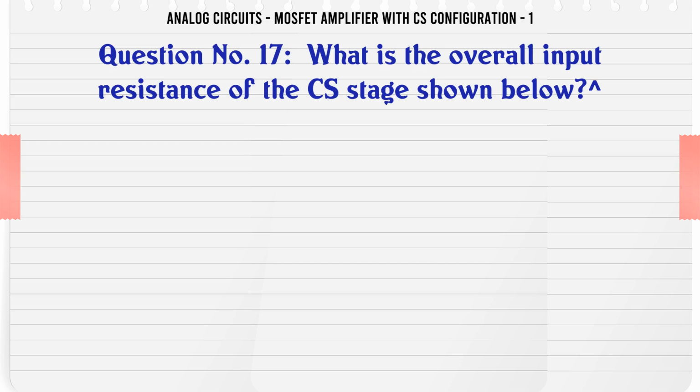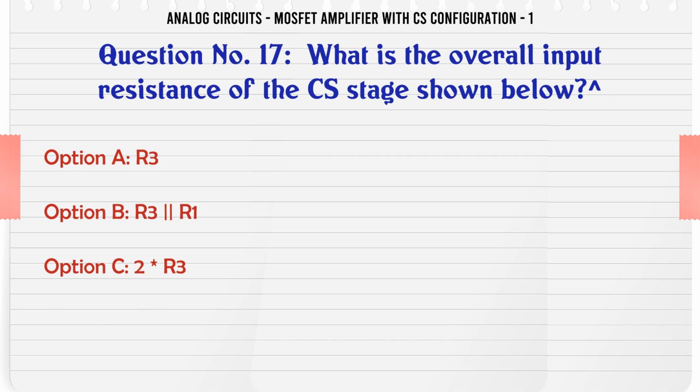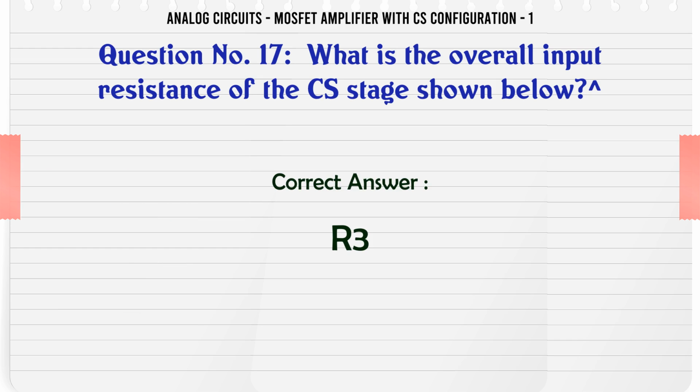What is the overall input resistance of the CS stage shown below? A R3. B R3 + R1. C 2 R3. D infinite. The correct answer is R3.